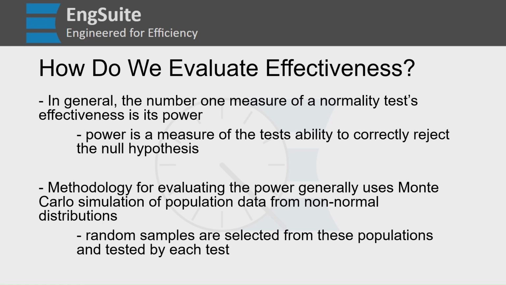And then we figure out, okay, so we know we fed non-normal data. How many of those times at that sample size did the test correctly reject the null hypothesis? And then we divide it by the total number of trials. And that gives us a percentage, and that percentage is the power, okay?